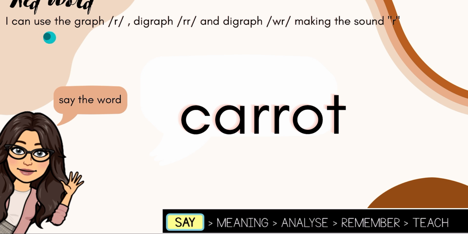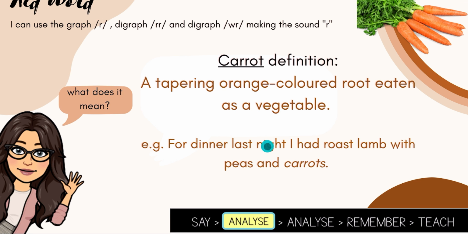Okay, the first word that we will be looking at today is the word carrot. And the word carrot is from the red word column. Now, I wonder if you could already identify which type of spelling rule this word is looking at. Yes, if you said the digraph RR, which makes the R sound, you are correct. Okay, carrot is defined as a tapering orange-coloured root eaten as a vegetable.